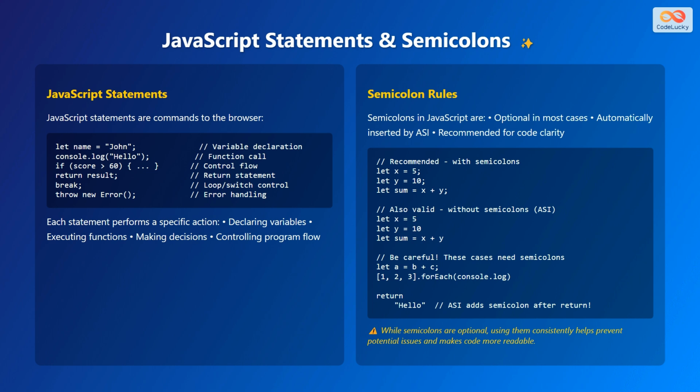While the code on the left shows several types of JavaScript statements, each ending with a semicolon, the code on the right shows that these semicolons can be omitted. Please note the cases that need semicolons to avoid unexpected behavior. Using semicolons consistently will help prevent potential issues and makes code more readable.